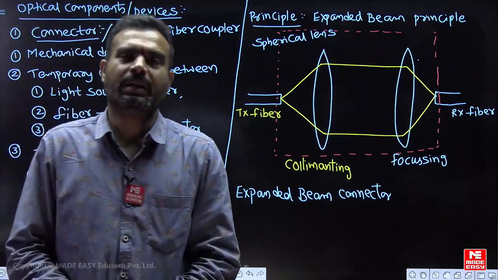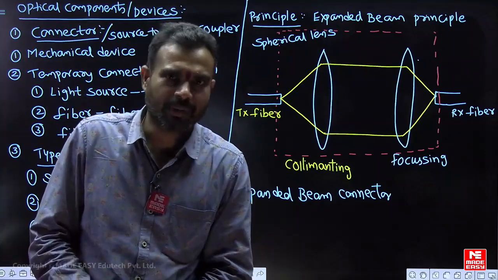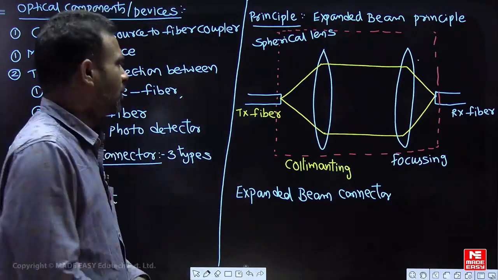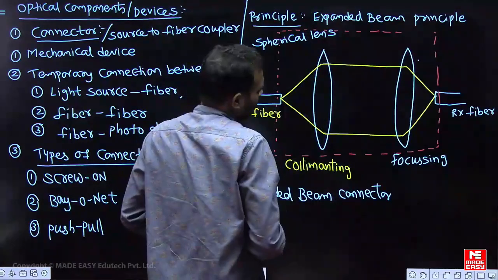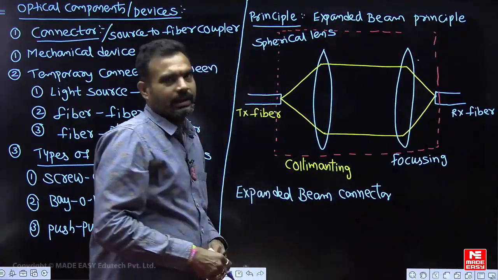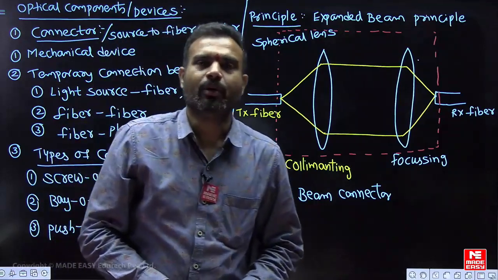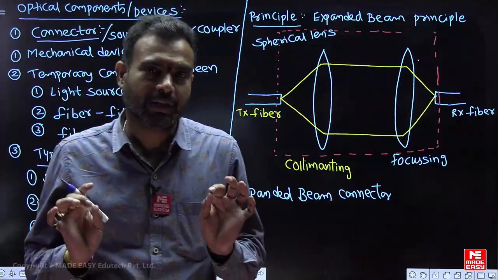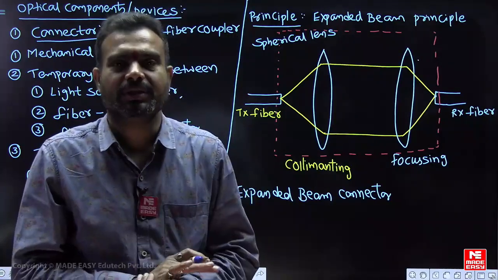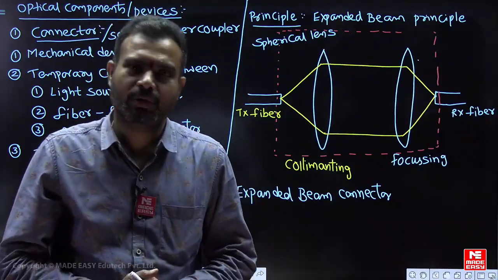I hope everybody in the class understood this. Clear, right? So this is about our connector. I explained about the first component. The connector avoids the misalignment losses, but not mismatch. No, mismatch cannot be avoided by the connector. The connector avoids the misalignment losses. I hope everybody in the class understood?